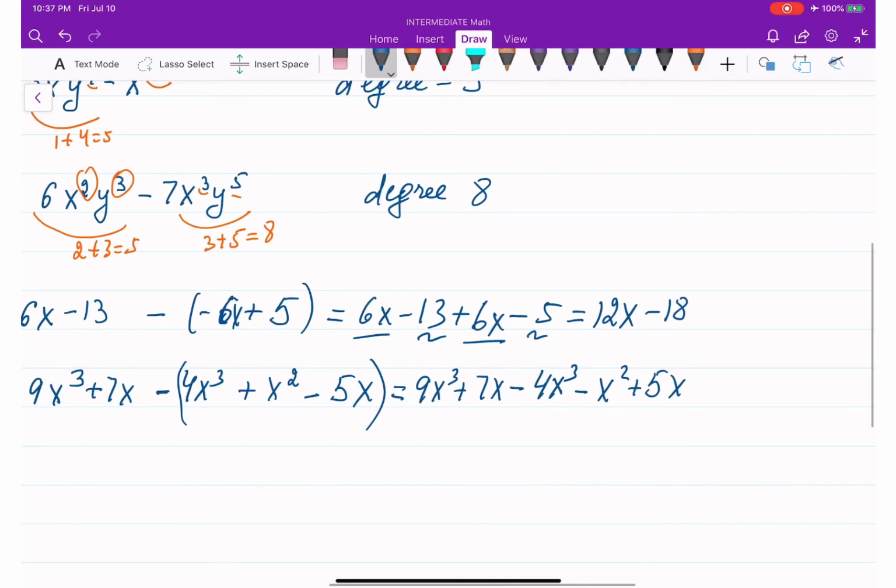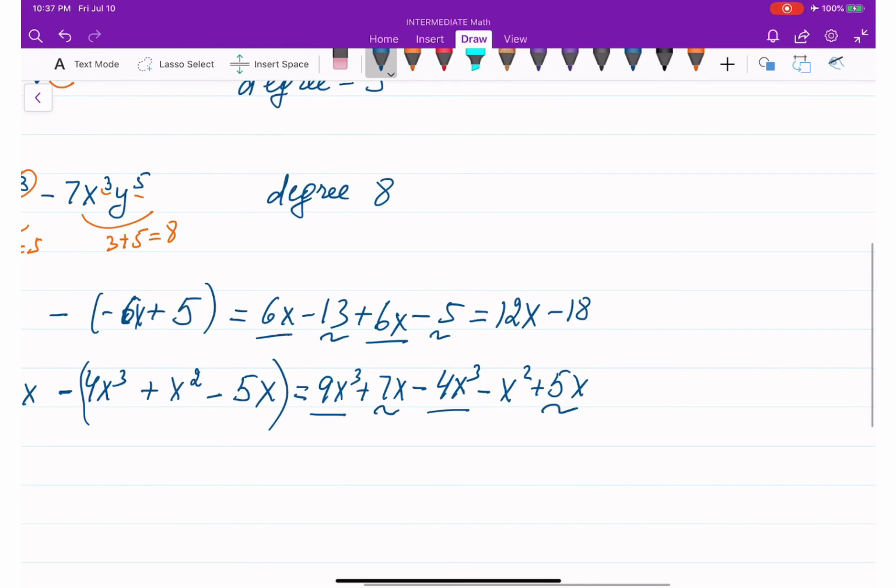Okay, like terms: 9x cubed and negative 4x cubed. So 9x cubed can never be a like term with 7x or x squared because the degree is different. So like I said, it's not enough that the variable is the same, it has to be the degree also. Okay, so 7x doesn't have any like term, x squared doesn't. Oh, 7x, yeah, 7x has 5x as a like term, but negative x squared doesn't have a like term. Therefore, we are writing down.